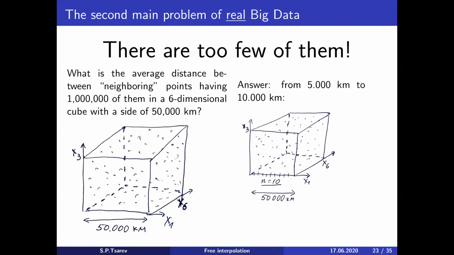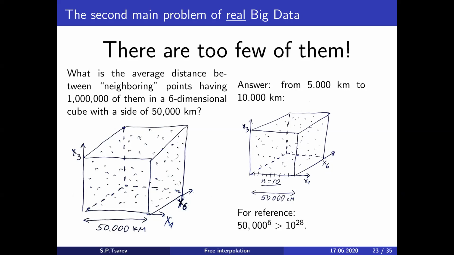Why? It's very easy to compute. Suppose we divide 50,000 kilometers into 10 equal segments, and for 6 coordinates, 10 to the power 6 is just a million. So in each cube of size 5,000 kilometers, we'll have on average only 1 point. And if we want to have more points, why 1 million? Let's take 10 million, 100 million. It's basically no problem to do such a computation once.